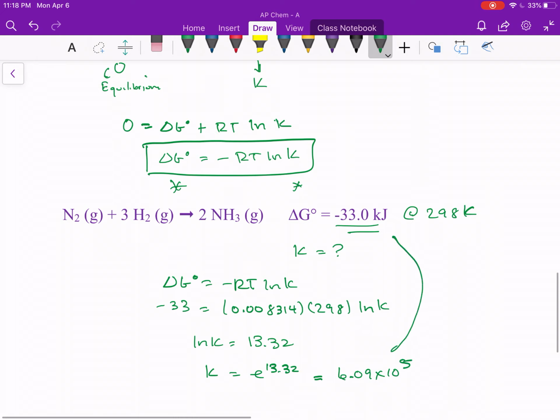And again, we're expecting K to be greater than 1. Notice that delta G is not as large a negative number, which means that K is not as big: 10 to the fifth as opposed to 10 to the eightieth up above. This reaction is going to be really good and useful for you to know.